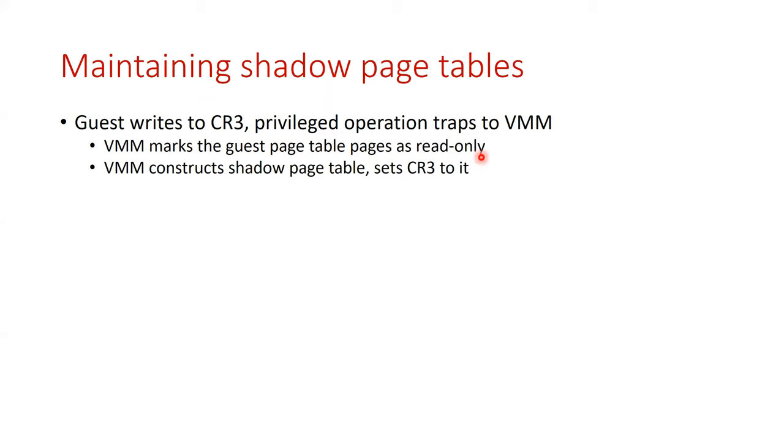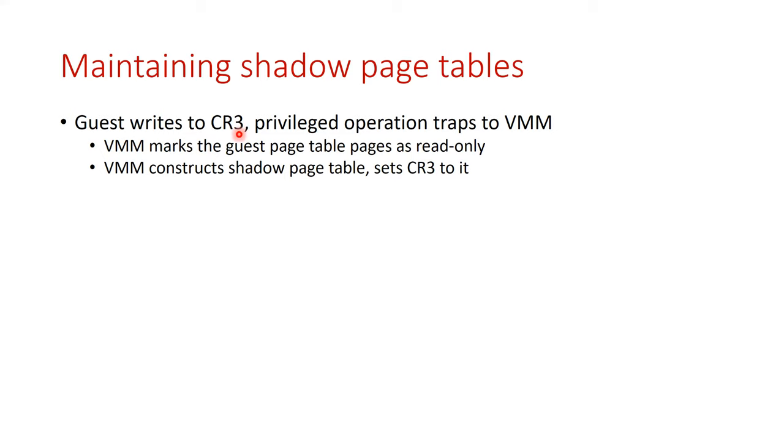And using the information in the guest page table and the host page table information, it will construct the shadow page table, and set CR3 to point to it. So whenever the guest says, set CR3 to this value, the VMM will construct the shadow and set the CR3 to the shadow page table instead. That is, the guest never directly writes its page table to CR3.